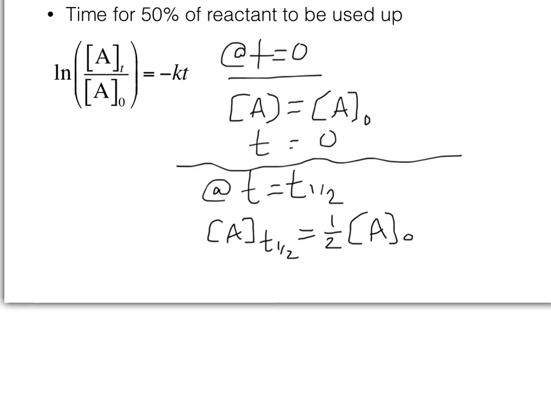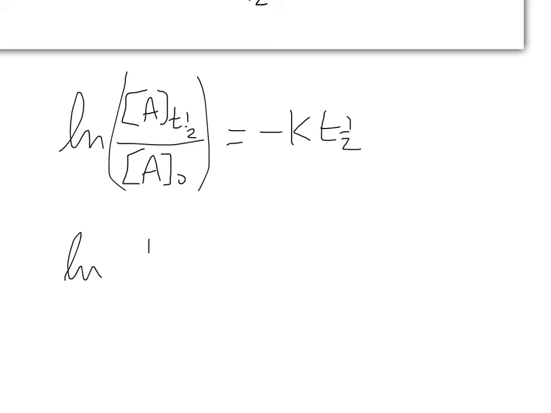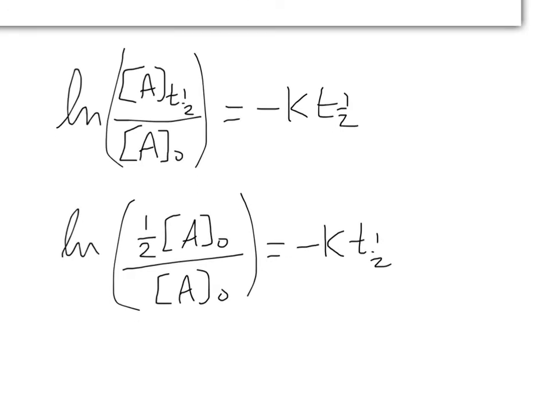So let's go ahead and push up and give us some room here. So what do we have? We've got the log of the concentration at some time, so let's make this be the half-life, over the concentration at the start of the experiment, is equal to minus k times the half-life. We know that the concentration at the half-life is 1/2 of the original value. We're dividing that by the original value still, and that's equal to minus k times t sub 1/2, the half-life.